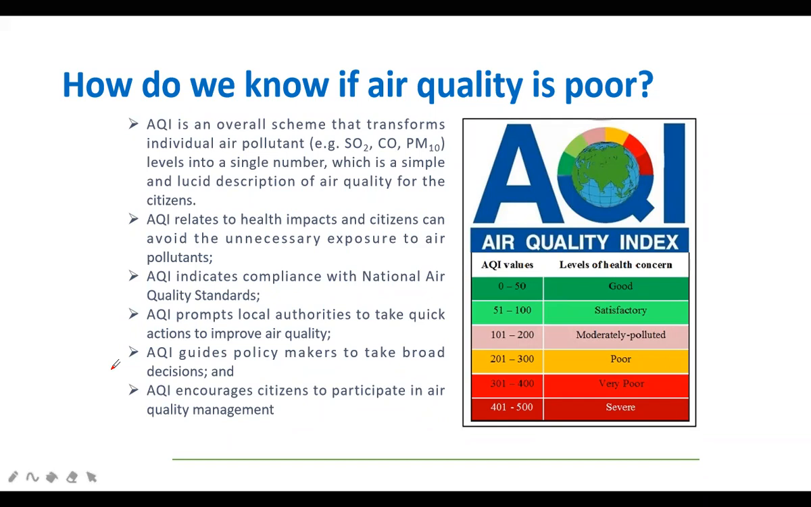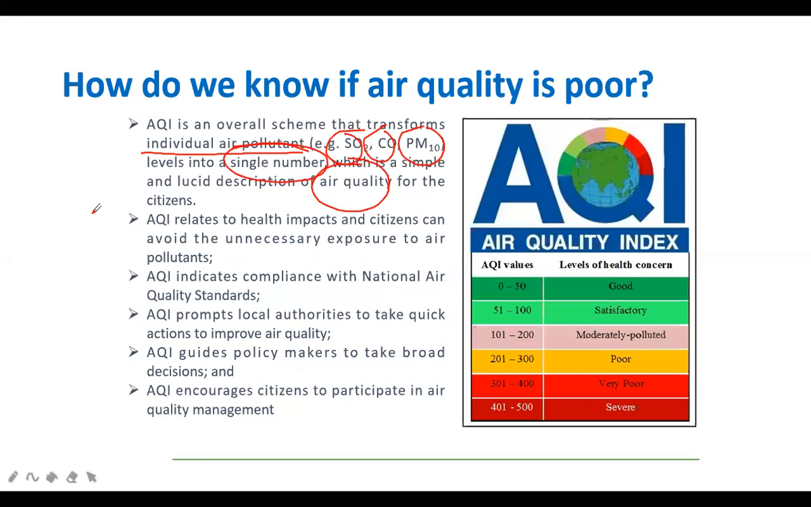So air quality index is an overall scheme that transforms individual air pollutants like sulfur dioxide, monoxide, PM10, into a single number, which is a simple and lucid description of air quality for citizens. So instead of reporting multiple parameters like sulfur dioxide, nitrogen oxides, ammonia, lead, all the prominent parameters which are responsible for extreme air pollution are being clubbed into one single parameter. That parameter is called air quality index, which you generally always see on your mobile phone.